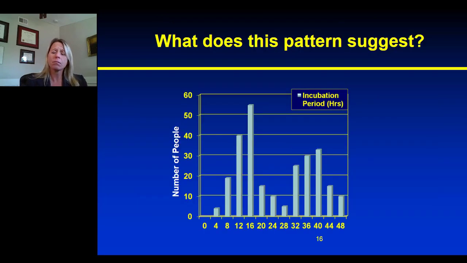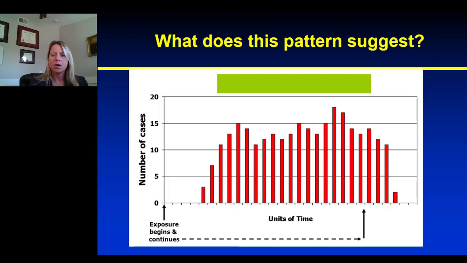Here's a second example. This is illustrated by 2 peaks rather than 1 peak. So this would most likely be due to an intermittent spread. So this pattern suggests a continuous exposure to some sort of contagion or infection. Note that the top isn't necessarily perfectly flat, but that the number of cases remain about the same over time.